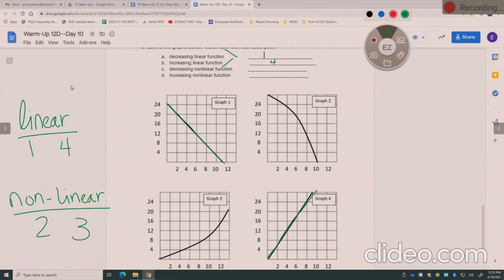Decreasing nonlinear means I'm looking for a curve that goes down and to the right, which would be number 2. And an increasing nonlinear function, I'm looking for a curve that's going up and to the right. So that would be number 3.